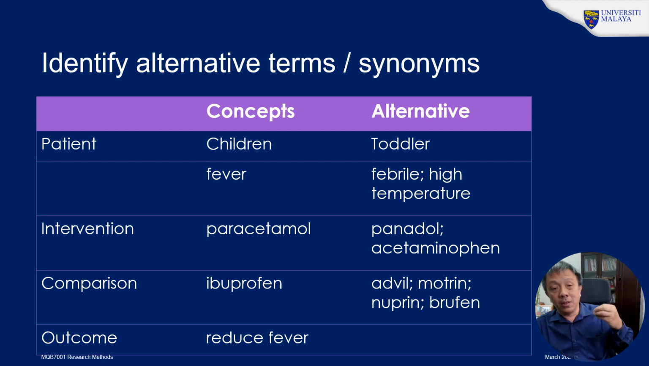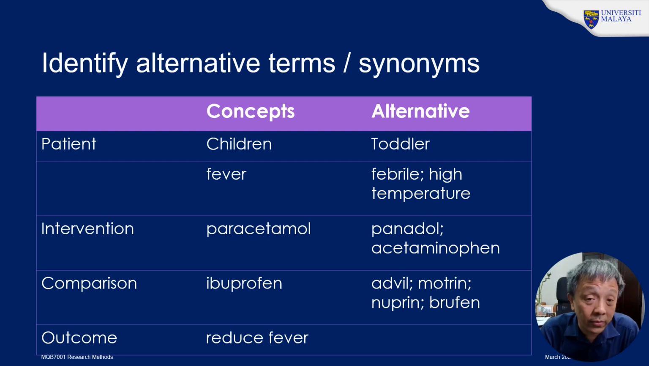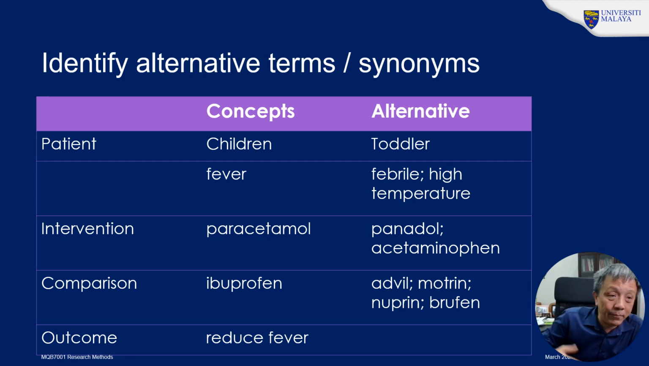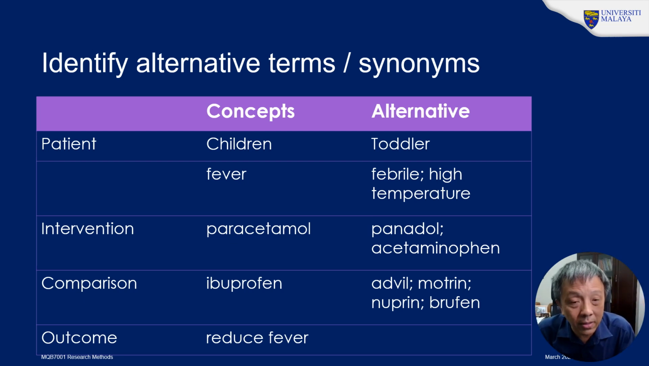But once you look at patient, children, is there another term that we can use for children? Maybe toddler, or whatever word you can think of. Then fever. How can we again focus on fever? Can be febrile, can be high temperature. Intervention. You look at paracetamol. What are the terms that people use for paracetamol? What are the generic names for paracetamol?